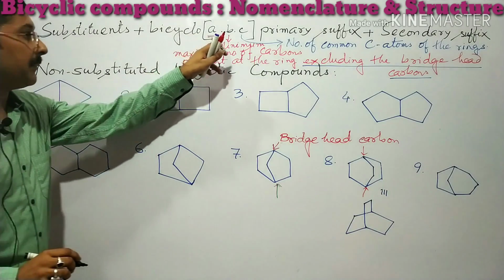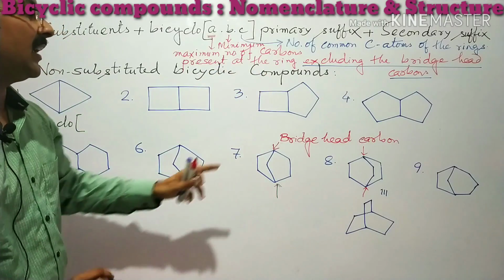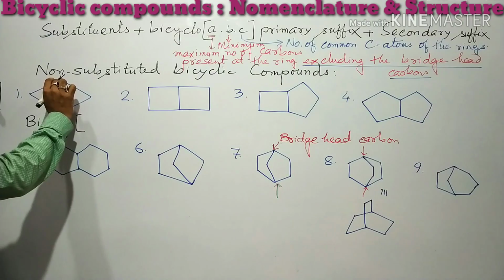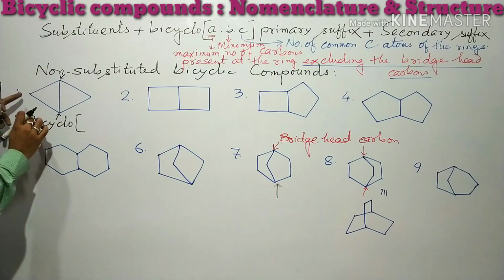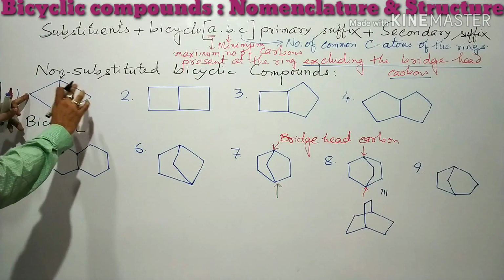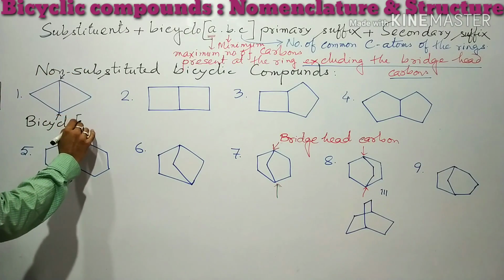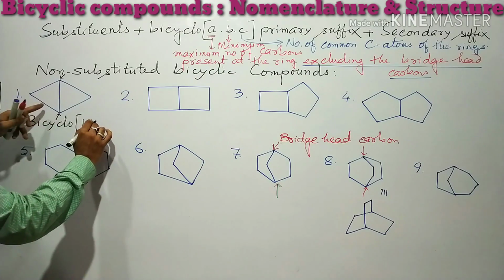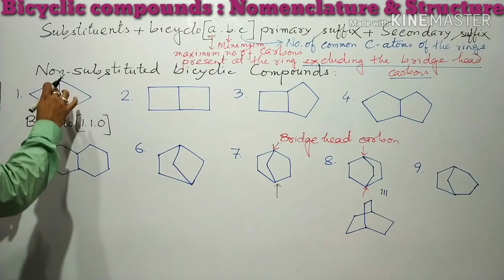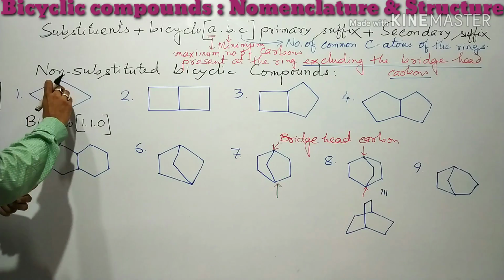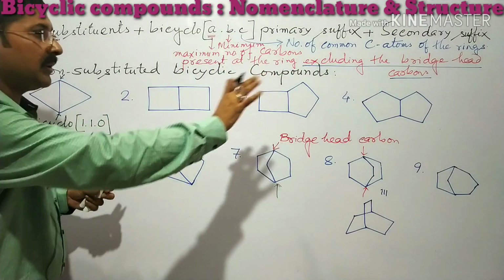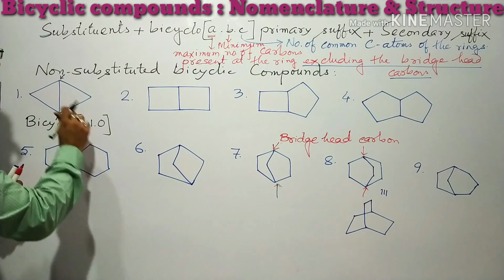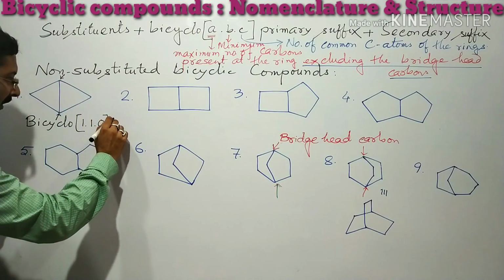Look at here, what is A? Maximum number of carbons present at the ring, excluding the bridgehead carbon. These two are bridgehead carbons, this one and this one. So there is one carbon, excluding the bridgehead carbons. So this is 1 for this carbon, 1 for this carbon, and 0 for this carbon. There is no other shared atoms except the bridgehead carbons. So bicyclo 1, 1, 0. There are 1, 2, 3, 4 carbons, so it is butane.